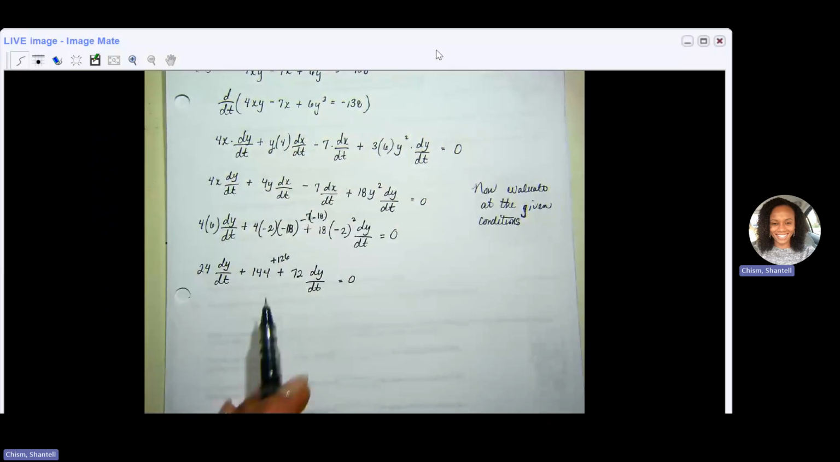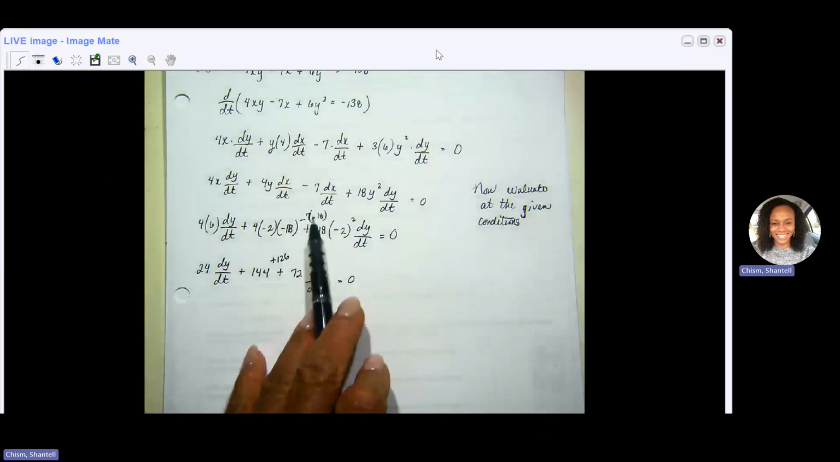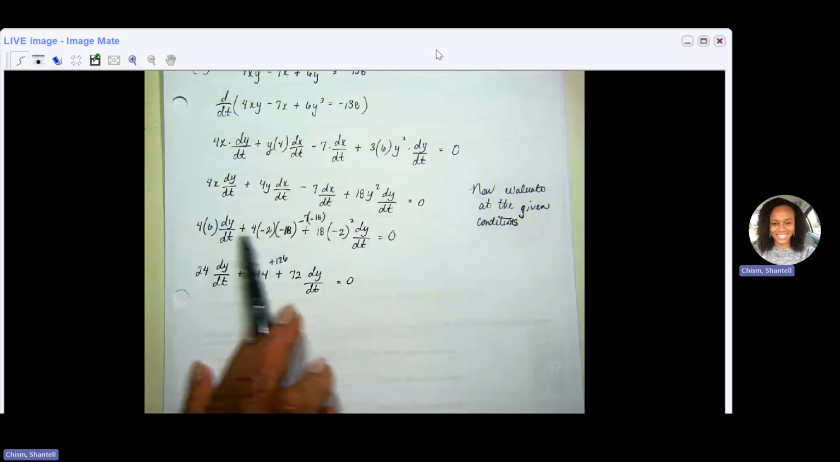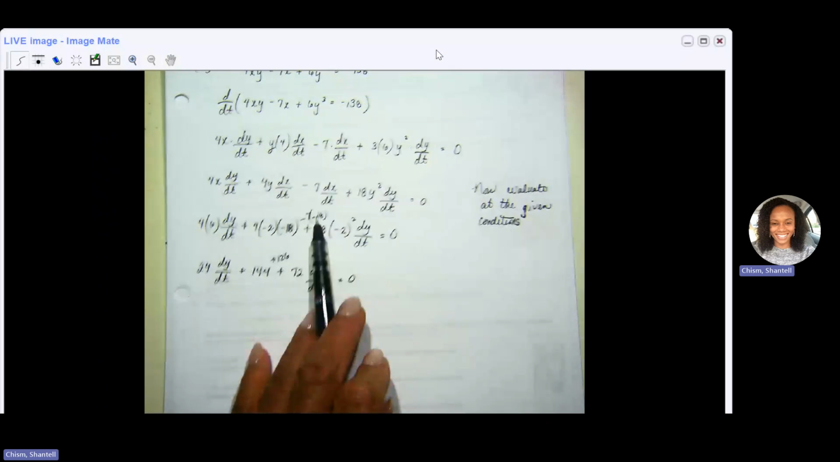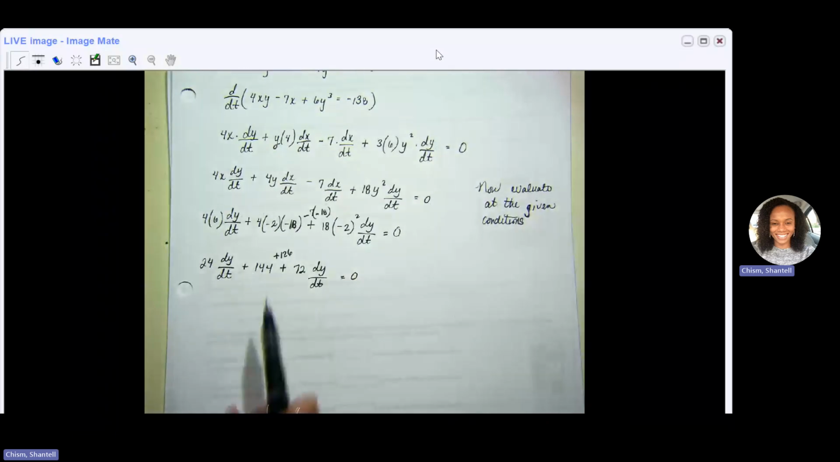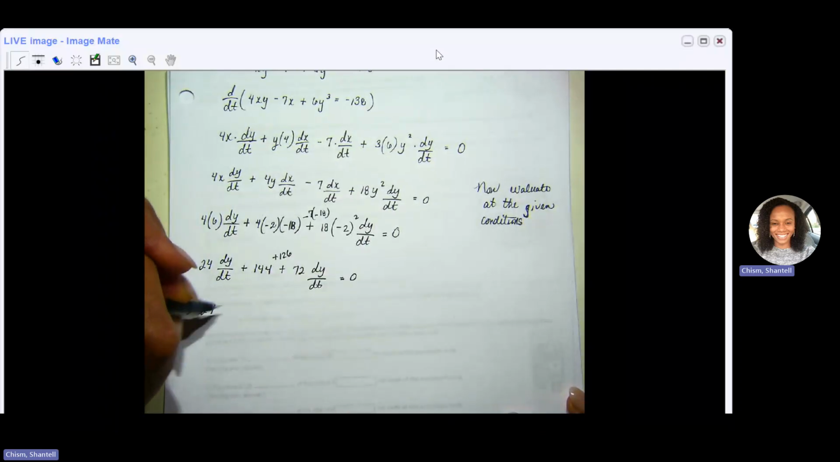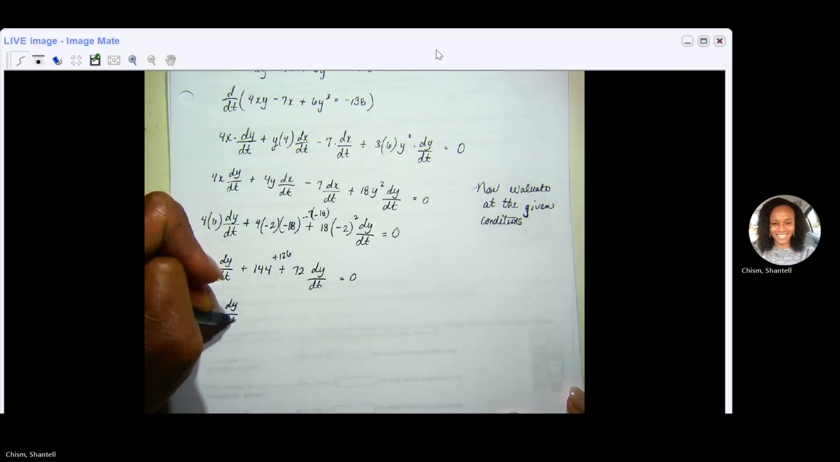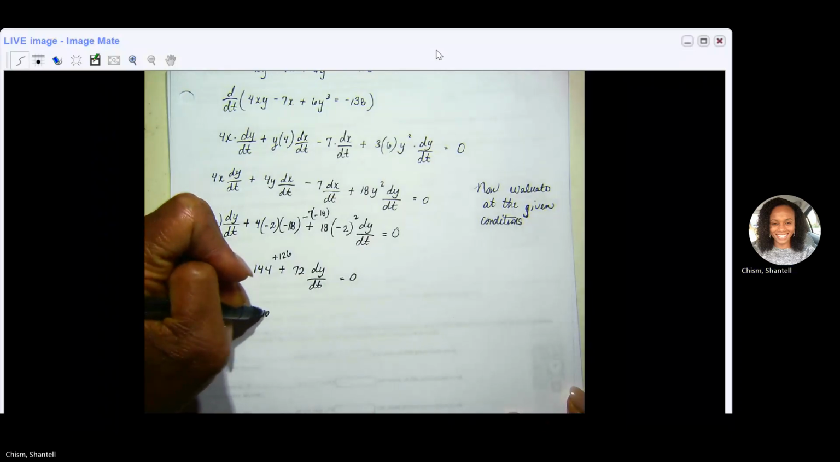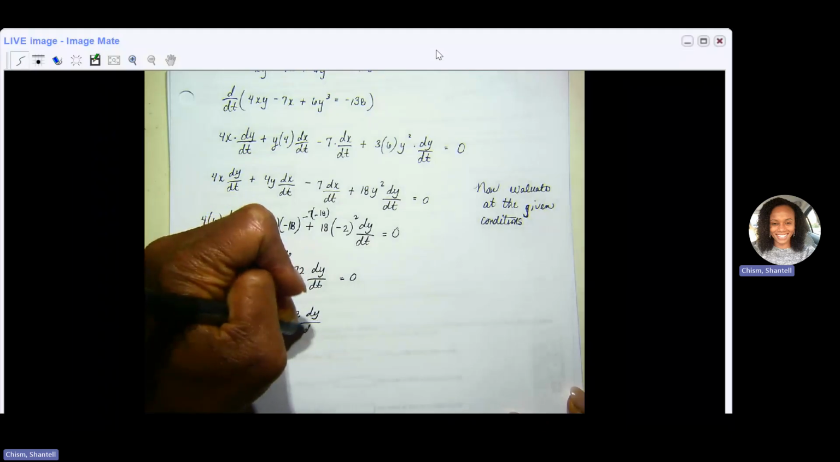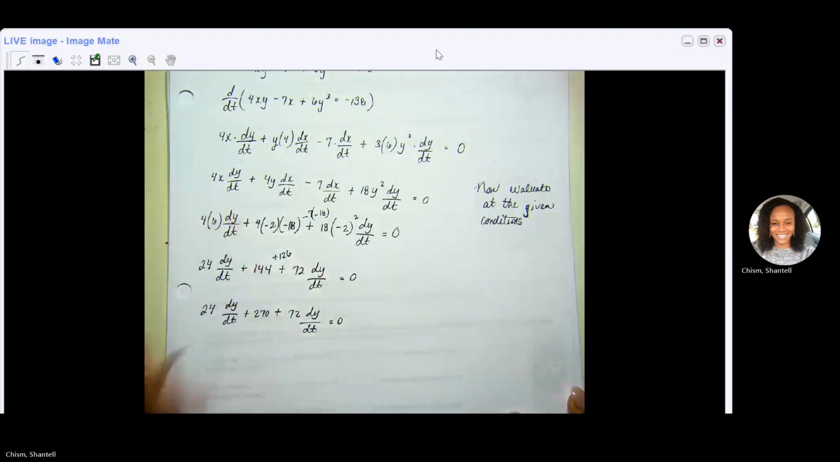So that term right there, I didn't translate that down. I didn't bring that down. I jumped from these two terms right here, and then I moved to that. So I left that out by mistake. Okay, so that is going to combine with 144. That 126 and 144 will combine. So right now I've got 24 dy over dt plus 270, and then plus 72 dy over dt equals 0.